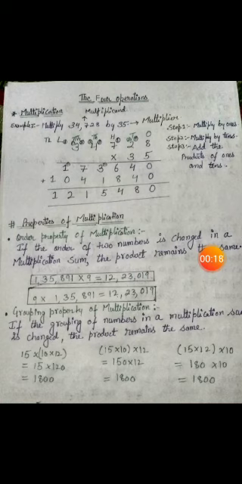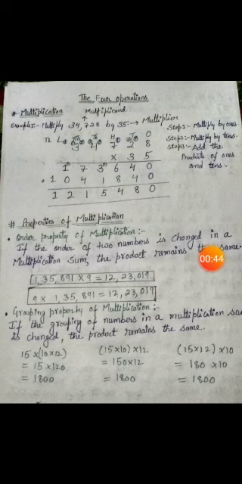Multiply 34,728 by 35. In this example, 34,728 is our multiplicand and 35 is our multiplier. Now we will arrange these in columns and start doing the multiplication.